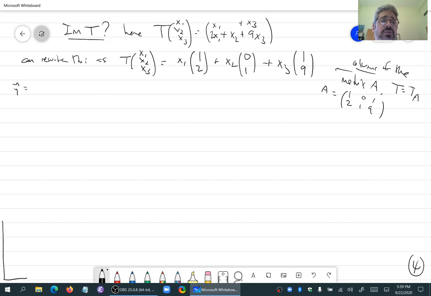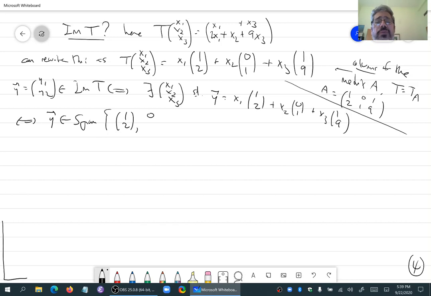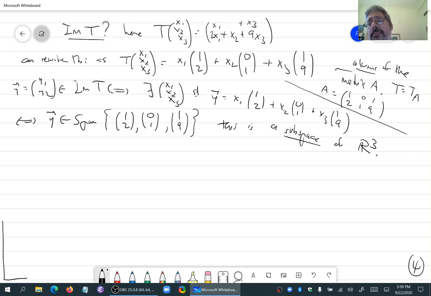Basically, we're saying if a vector y, which is y1, y2, is in the image of T, that's the same as saying that there exists an x1, x2, x3 such that the vector y is x1 times 1, 2, plus x2 times 0, 1, plus x3 times 1, 9. And that's the same as saying that y belongs to the span of those columns, 1, 2, 0, 1, and 1, 9. And this is a subspace of R2. Okay?